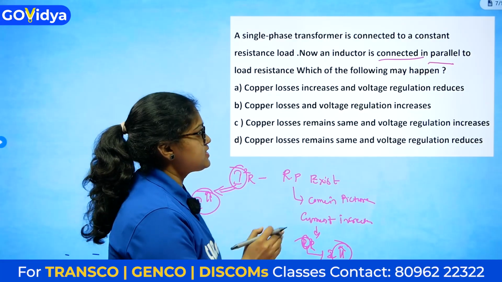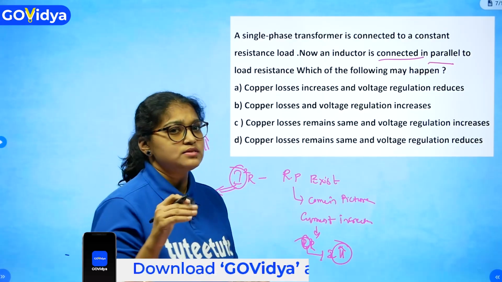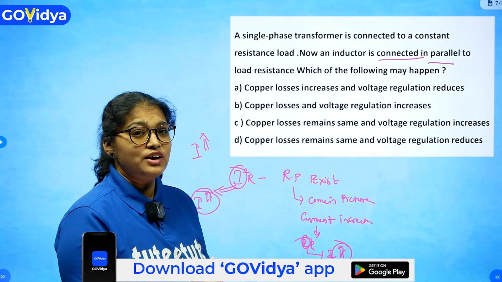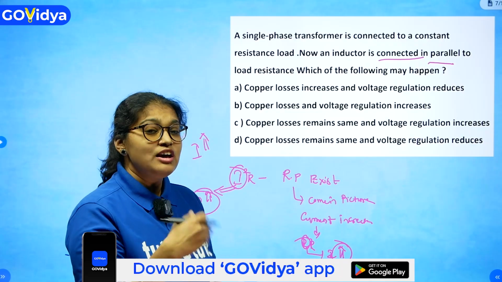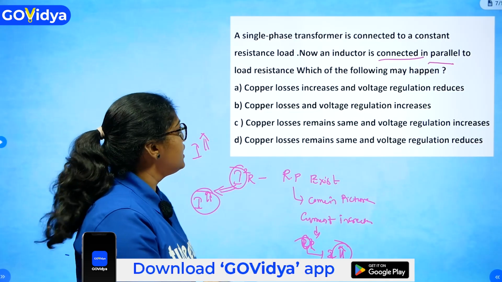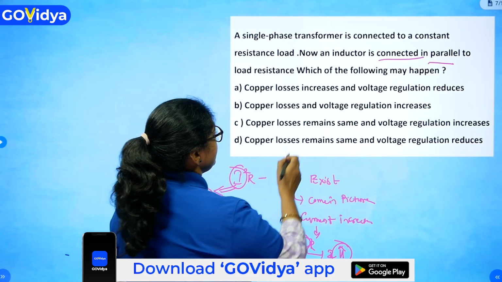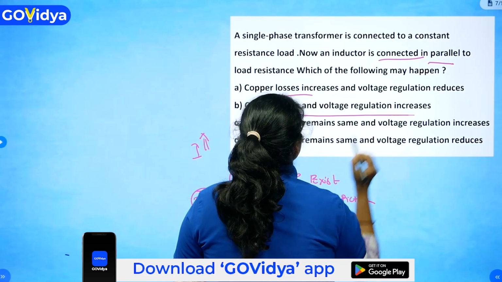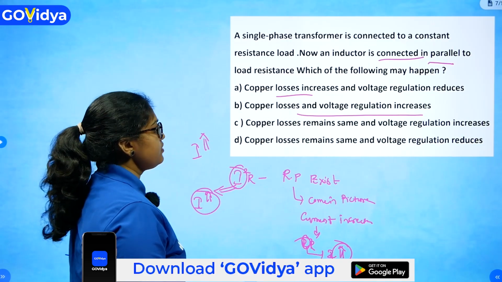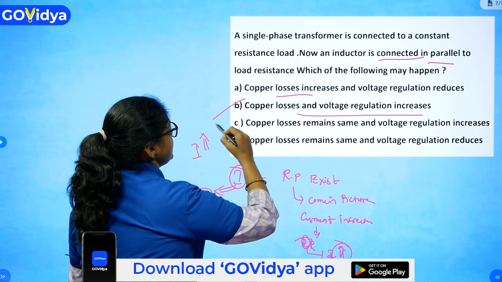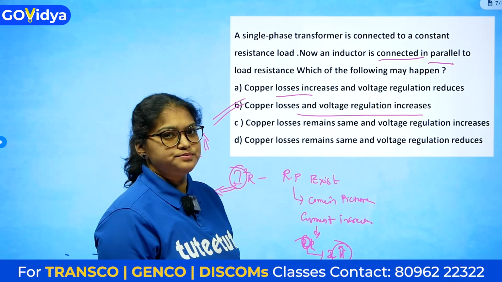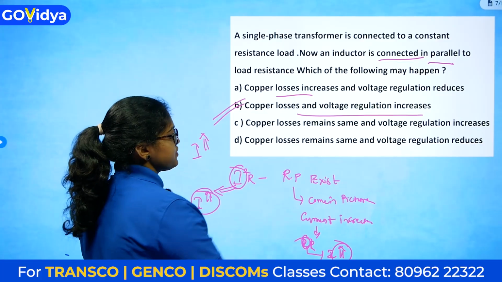So if an inductor is connected in parallel, the reactive power comes into the picture, then the current will increase. Reactive power will lead the current to increase more, then the copper losses also will increase. At the same time, the voltage regulation also increases. Clear? So everything happens because of the reactive power. Why? Because the inductor is connected in parallel. Clear? So let's move to the next question.